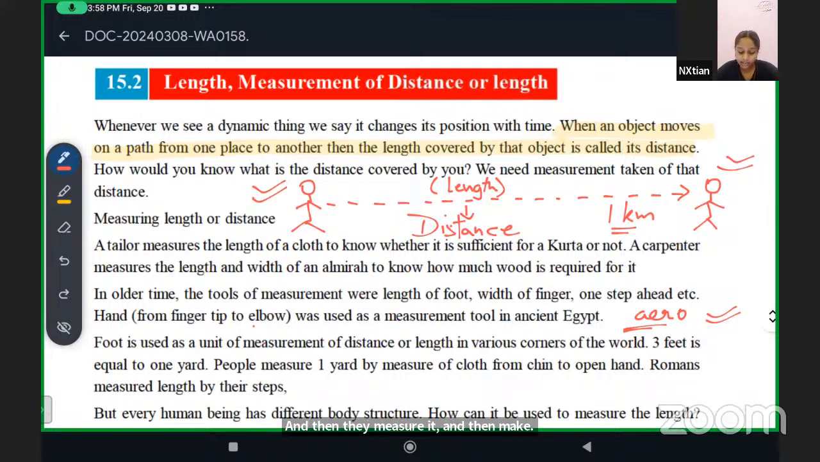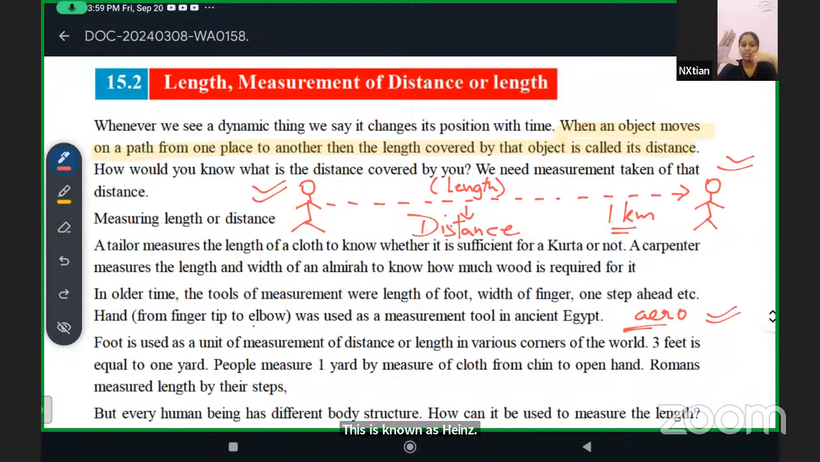Now, in older times, tools of measurement were the length of a foot, the width of a finger, one step ahead, etc. In olden times, they used to measure from the tip of the longest finger to the bottom of the palm. It was used as a measurement. Then they used to measure from the tip of the longest finger till the elbow. This is known as handspan.